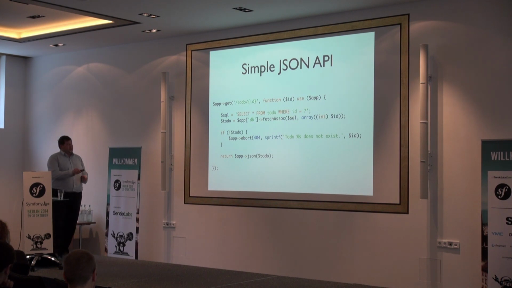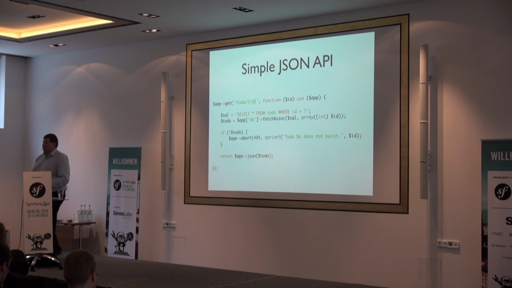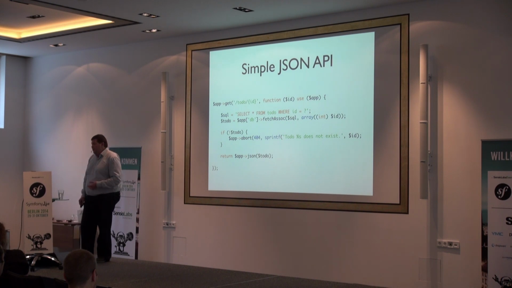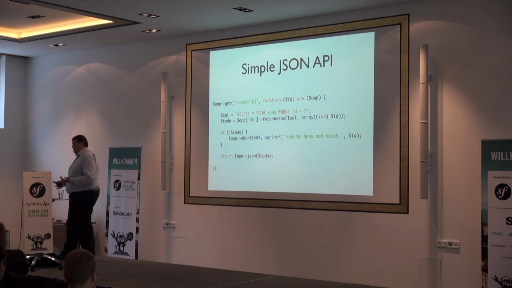So app db fetch associative select star from to-do, where ID equals the ID we passed into the URL. If there's no to-do, I'm going to abort the request: the to-do does not exist. Otherwise, I'm going to return a JSON encoded version of the to-do database item. So this returns an array. This simply encodes the array to JSON and spits it out as an HTTP response. You could very easily scale this to handle more than just a GET request for a single to-do item, but this is a really basic idea.